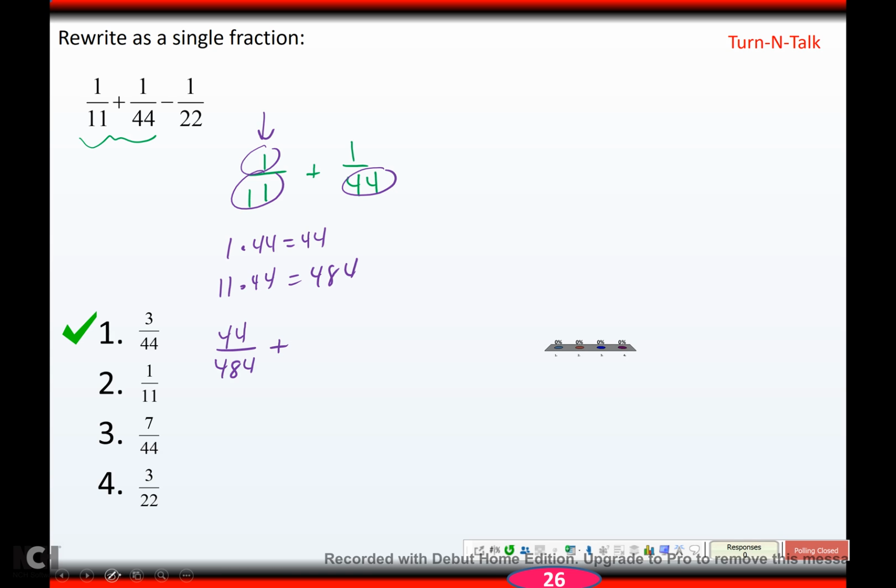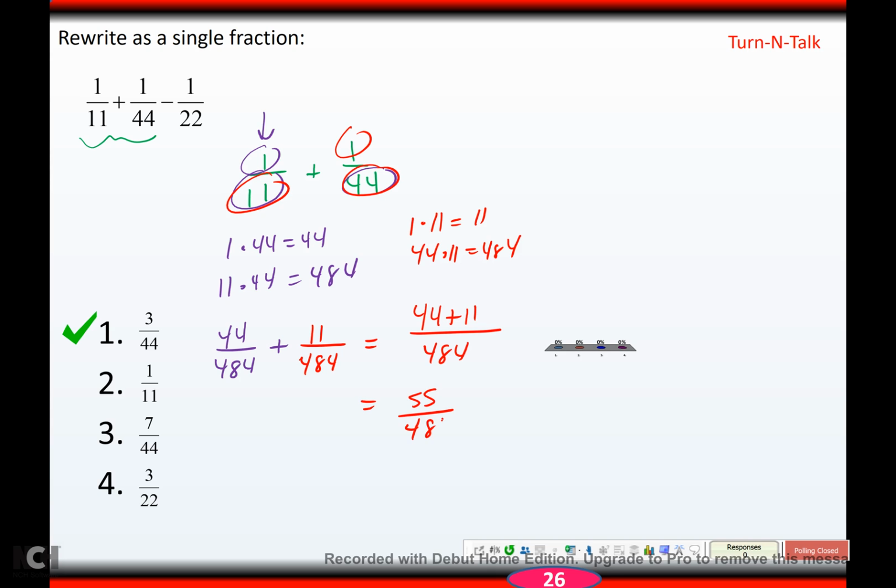This one, if I take these two and multiply by that, 1 times 11 is 11. 44 times 11 is 484. So that becomes 11 over 484. If I keep the denominator and do the math on top, I get 55 over 484, which is not the answer because this can be reduced. 55 divided by 484, math, enter, enter, reduces down to 5 over 44.